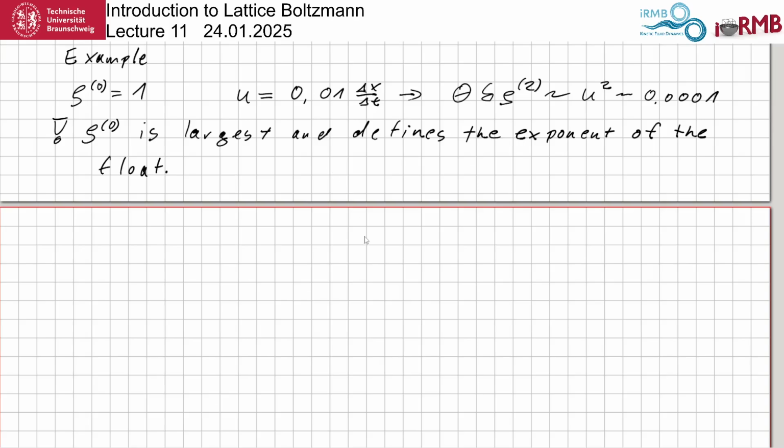So the largest number that you have to store will simply define where you put your exponent, because floating point numbers are always put like this: there is a binary 1 in front of the number, and the rest is the fraction. So this rho 0 is stored in all 23 bits.